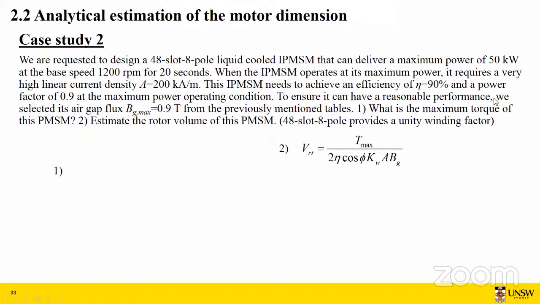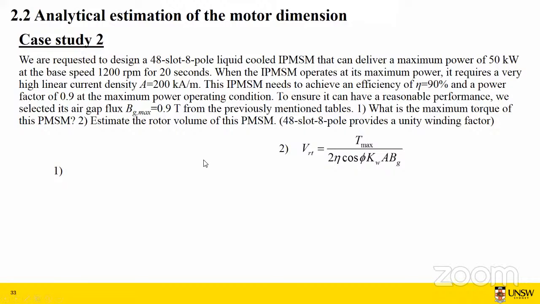We selected its air gap flux density to be 0.9 Tesla. So first question, what is the maximum torque of this IPMSM? And second, please estimate the rotor volume of this IPMSM. And then we know that the 48 slot 8-pole machine has a unity winding factor. That means this value is 1.